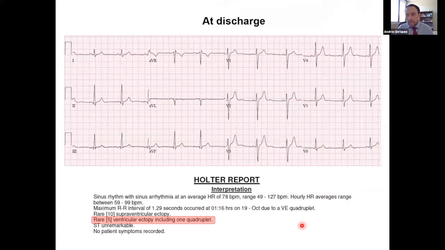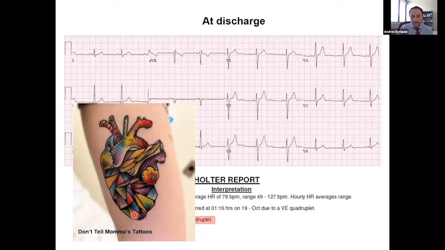So this patient went home with no PVCs, and a few weeks later, the patient stopped by my office to show me this nice tattoo that he got because he was feeling so great.